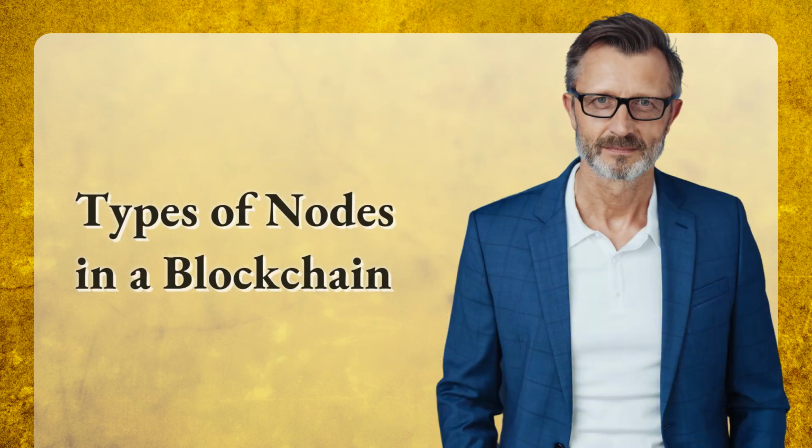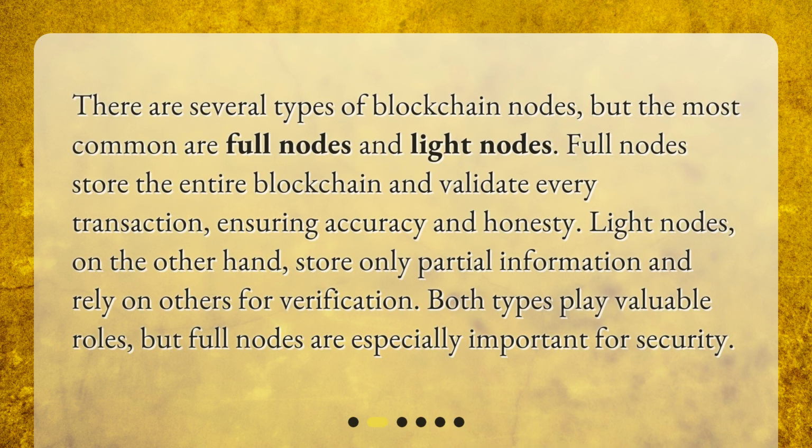Types of nodes in a blockchain. There are several types of blockchain nodes, but the most common are full nodes and light nodes. Full nodes store the entire blockchain and validate every transaction, ensuring accuracy and honesty. Light nodes, on the other hand, store only partial information and rely on others for verification. Both types play valuable roles, but full nodes are especially important for security.